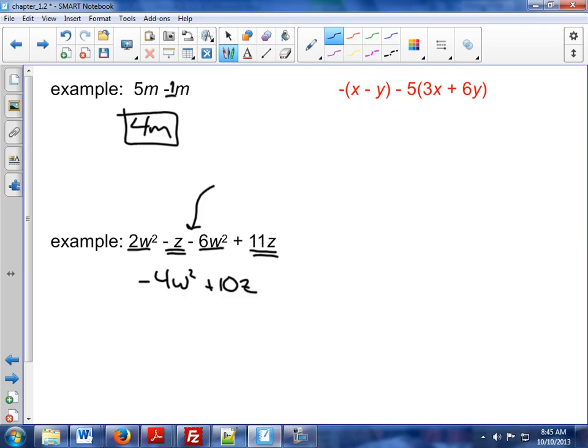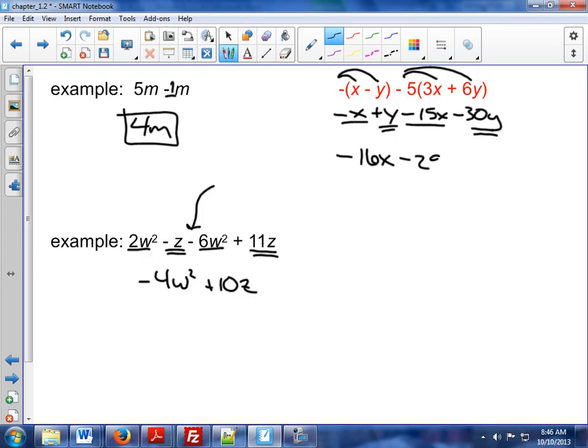The red one up here, we have to do please excuse my dear Aunt Sally first. So that becomes negative x plus y minus 15x minus 30y. Now I'm looking for anything that has an x to the 1 power. Well, there's one. Negative x minus 15x is negative 16x. Now I'm going here with the y's. Positive y minus 30y is negative 29y.